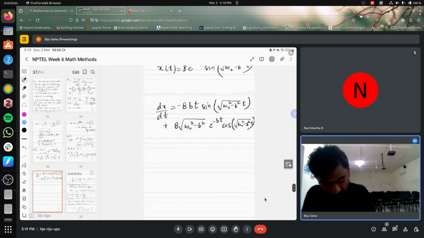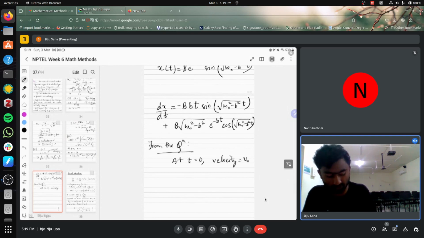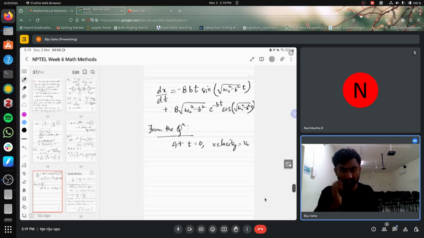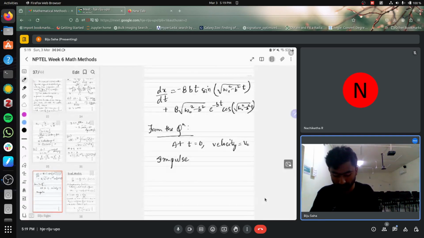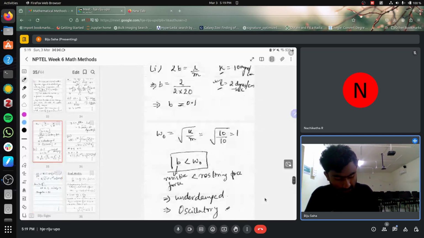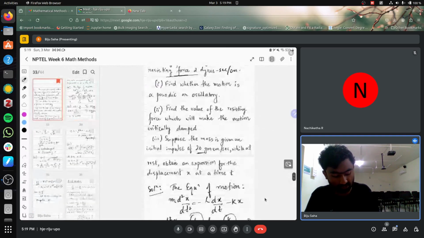So from the question you have that at t equal to 0, velocity was equal to v0, and this was achieved by giving an impulse force. So the impulse that was given was 20. It was written here that the impulse was 20 gram centimeter per second.